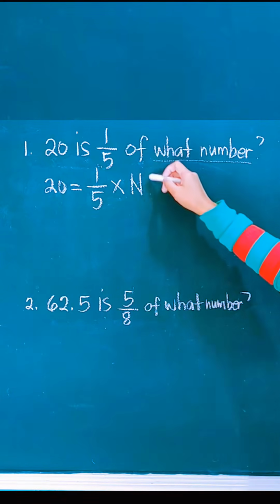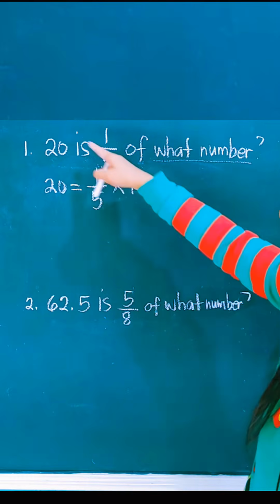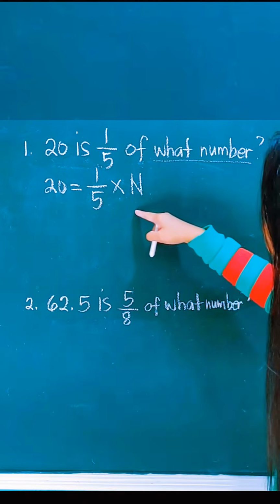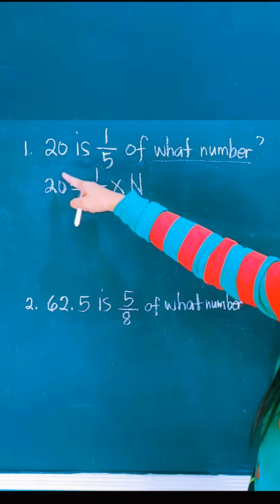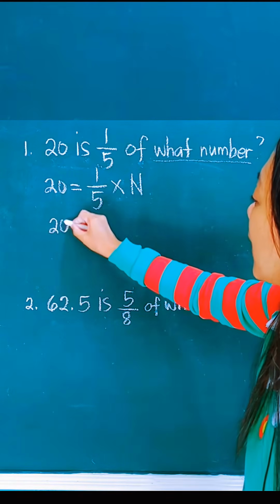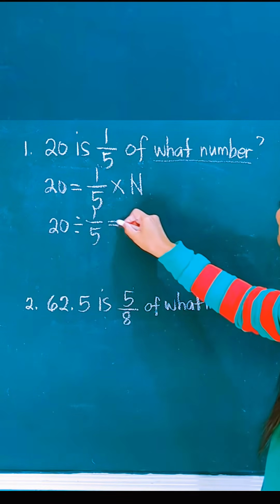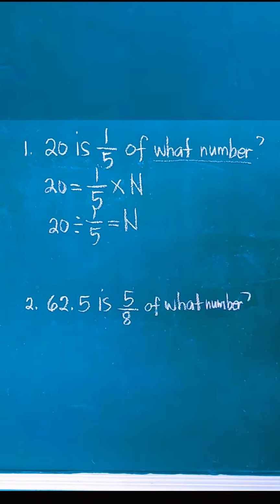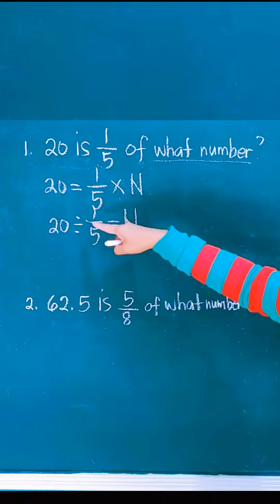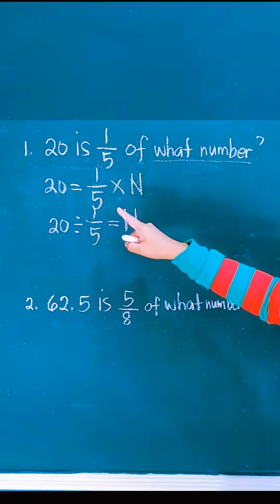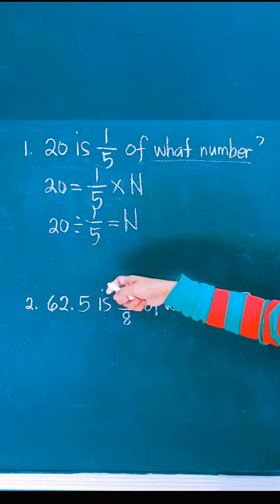So, para malaman natin ang value ng n, i-transpose natin ang fraction na 1/5 sa kabilang side. Sa side na ito, ang operation ay multiplication. So, kapag transpose sa kabilang side, ito ay magiging division. So, 20 divided by 1/5 is equal to n. So, we have a whole number divided by a fraction. So, dito, pwede nating i-apply ang cross multiplication or multiplying by the reciprocal.